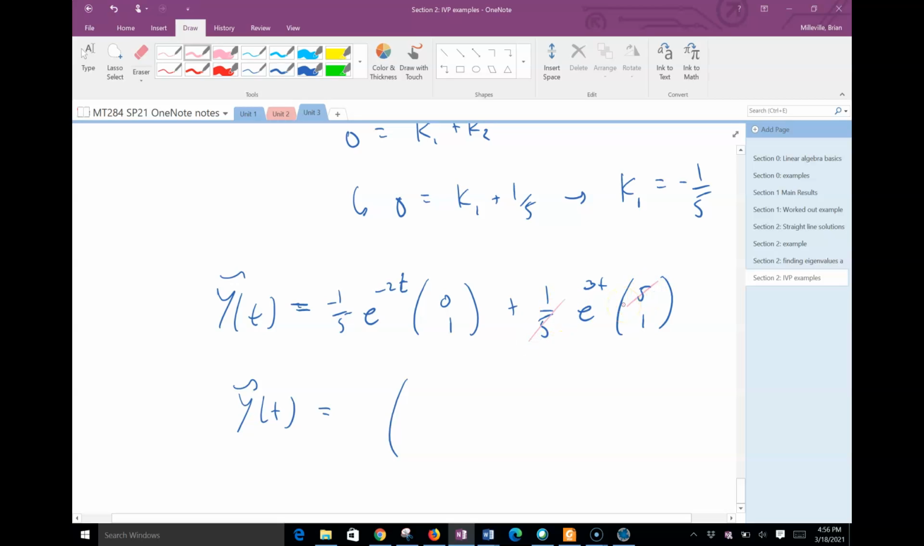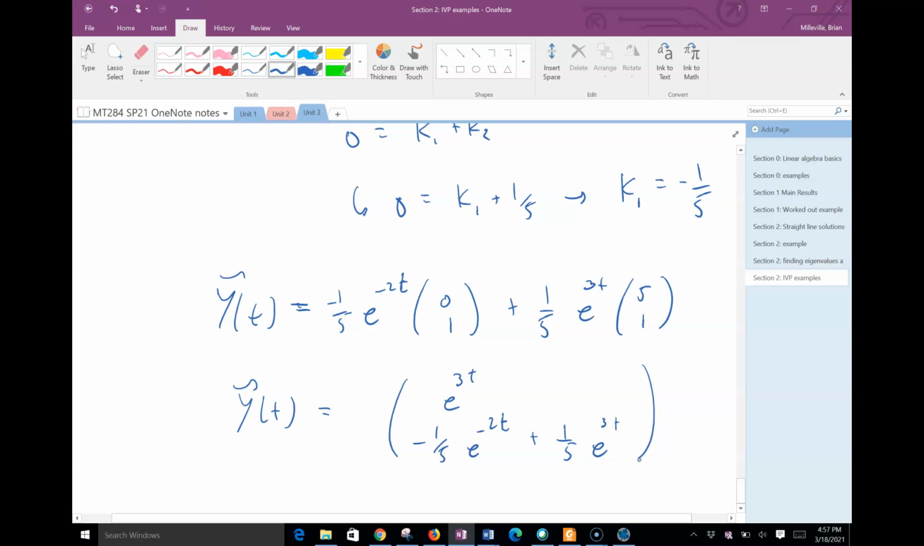1/5 times 5 will give us 1. All right, so getting rid of that, we're just going to be left with e to the 3t in the first component. That's it. And then what do we get in the second component? Negative 1/5 e to the negative 2t plus 1/5 e to the 3t. All right, that's our vector valued function.